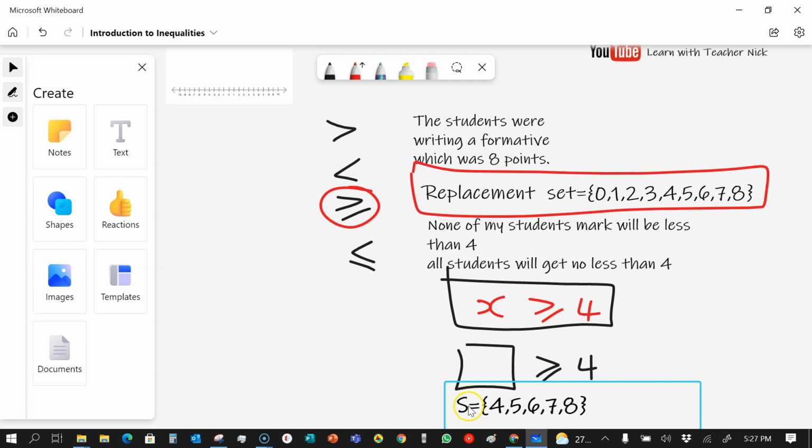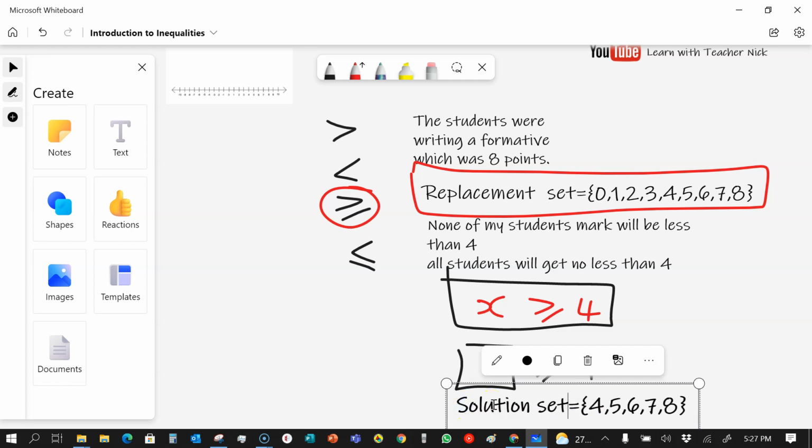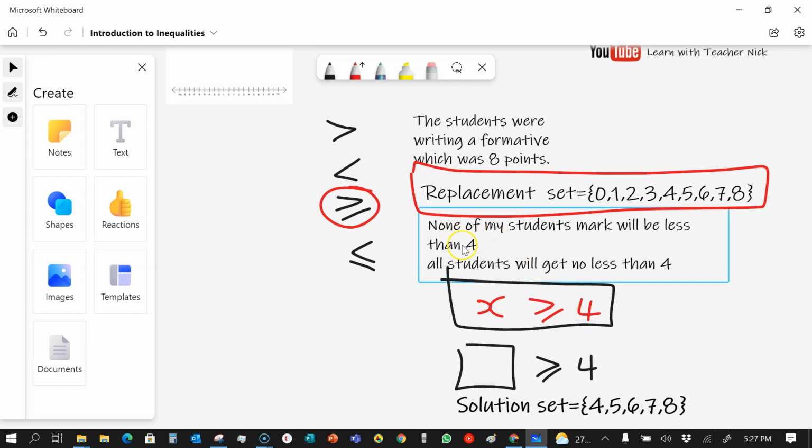So what do we call this? We call this a solution set. Why is it called a solution set? Because it satisfies our story and the inequality. But remember, in our story we said no student will get less than 4, meaning all students will get 4 and above. So amongst all these numbers, the ones that are valid are 4, 5, 6, 7, 8, which means my students can get 4, 5, 6, 7, or 8.